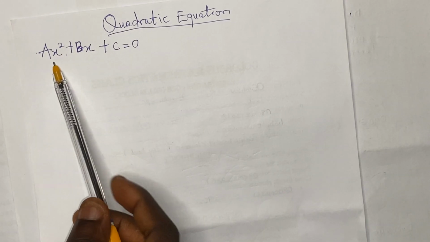In this video, we'll be talking about quadratic equations. Now, what is a quadratic equation? A quadratic equation is an expression whose highest power is 2. That means the highest power in a quadratic equation is 2. That is why you can see that our x is raised to the power 2 here, which will be the highest power.